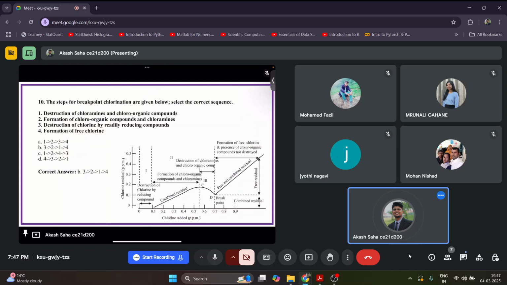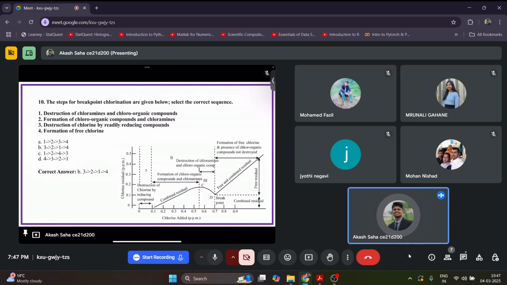So you can see, as we go on adding the chlorine as a disinfectant, immediately the destruction of chlorine by reducing compounds will happen. Till then we have not added any chlorine, like a little bit of chlorine has been added. There is no residual. That's what I'm saying. Only the destruction of chlorine by readily reducing compounds will happen. Then the formation of chloroorganic compounds, or we say chloramines, will happen.